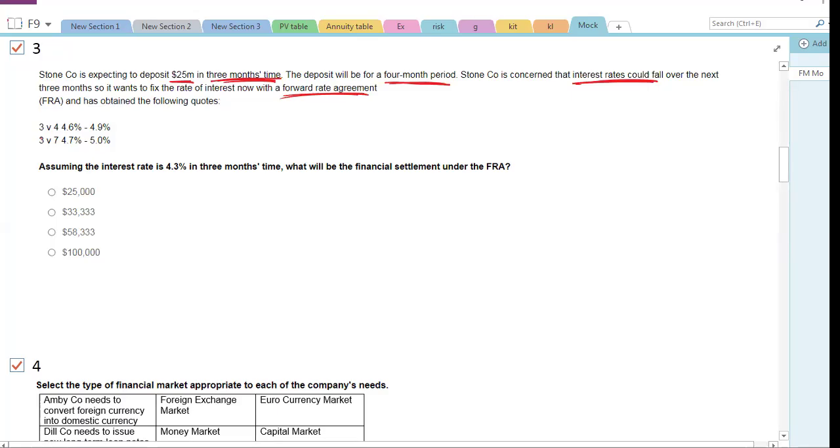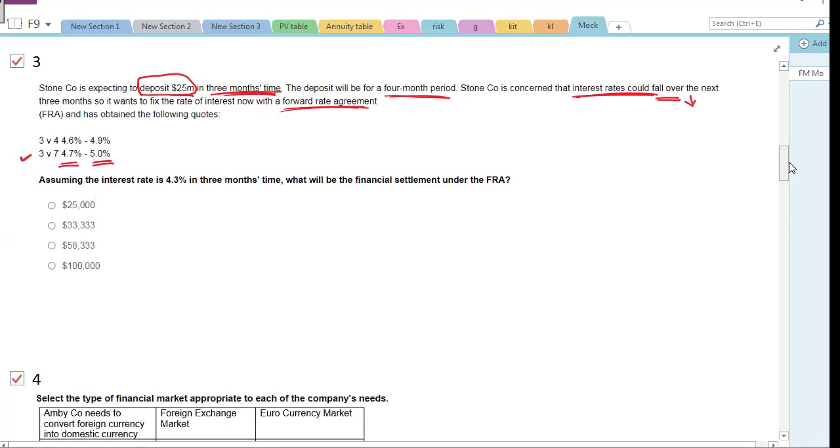Now, first of all, it's starting from 3 months, right? And then it will go for 4 months. So it means that this is the right FRA, 3 to 7. Okay. FRA 3 to 7. But then there are two interest rates given to us. So which one is ours, right? Remember, we are going to deposit. And our risk is that the interest rate would fall, right?